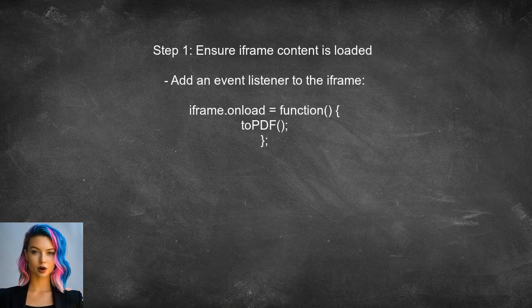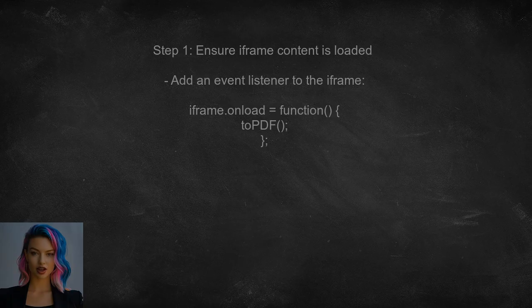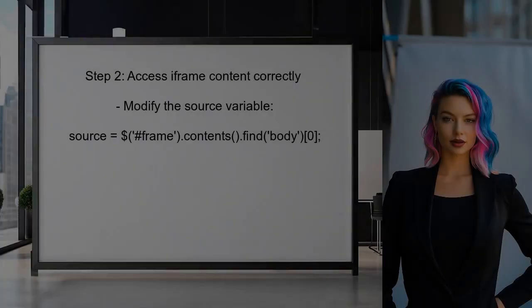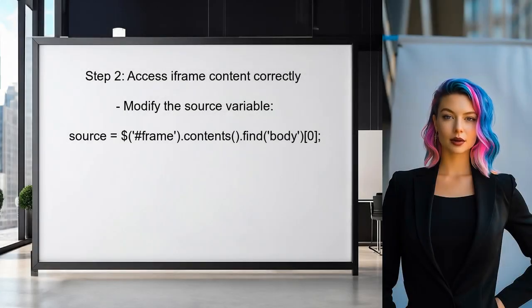To begin resolving the user's issue, we need to ensure that the content inside the iFrame is fully loaded before attempting to generate the PDF. This can be done by adding an event listener to the iFrame's load event. Next, the user should modify the function to access the iFrame's content correctly. Instead of directly referencing the iFrame, we need to ensure we are targeting the right document within the iFrame.